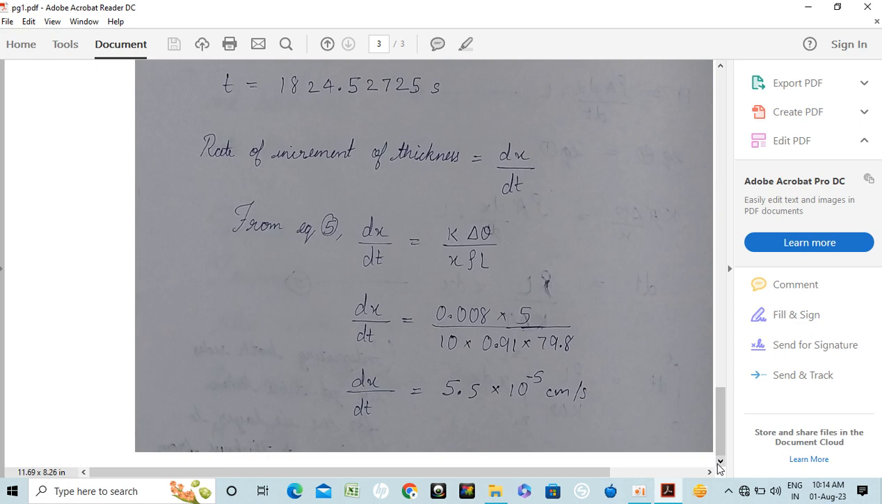And we have also found the time taken for the ice layer to increase its thickness from 10 centimeters to 10.1 centimeters. So that's all for today.